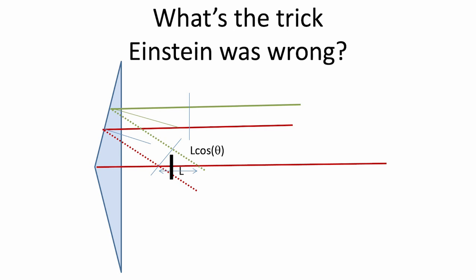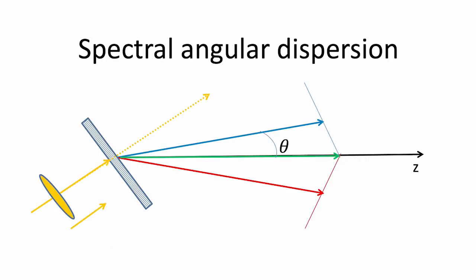So this is telling us that we have to pay attention to what happens in three dimensions. Let's go to the next one. So now we'll go to a different situation. Let's assume we have spectral angular dispersion.